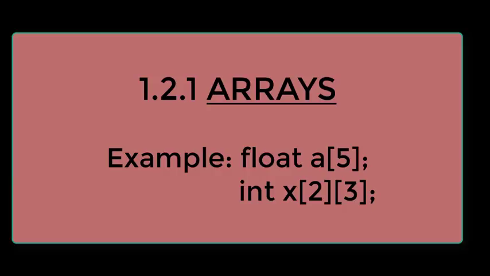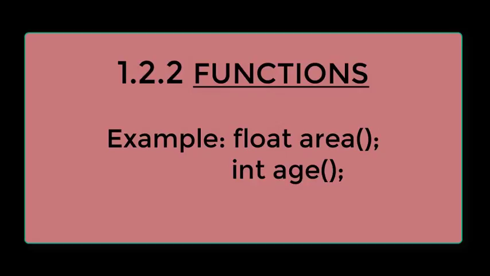Array. An array is a collection of the same basic types of data that is contiguous in memory. Array can be one-dimensional, two-dimensional, or multidimensional. Functions. A function is a named part of a program that can be invoked from other parts of the program as often as needed. Functions are used to provide modularity to a program. Also, make a note that a function name always ends with the parenthesis as shown in the example.